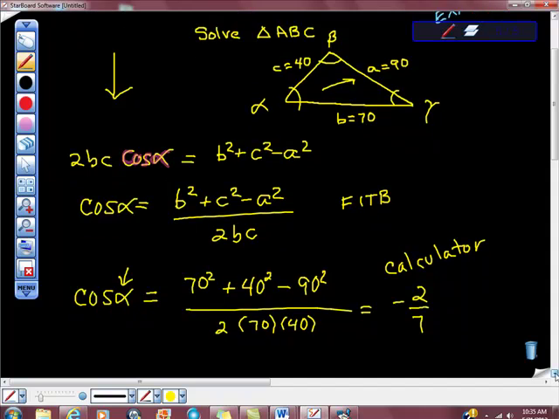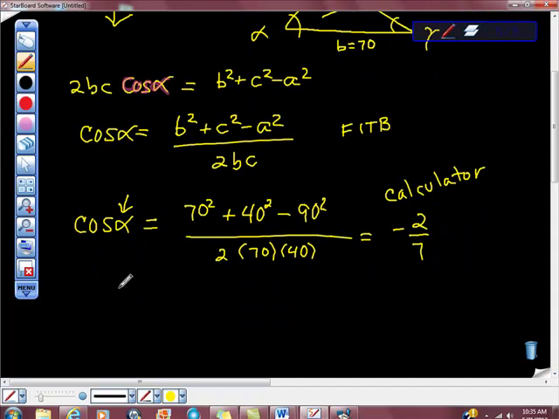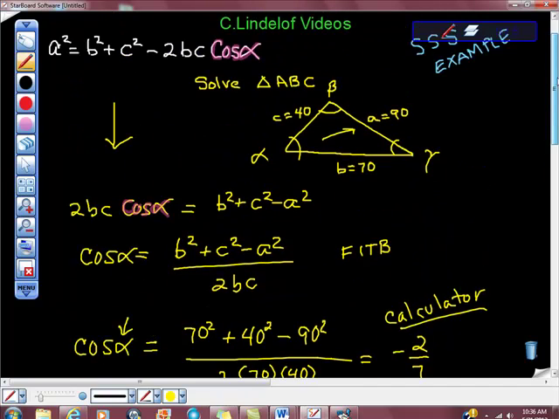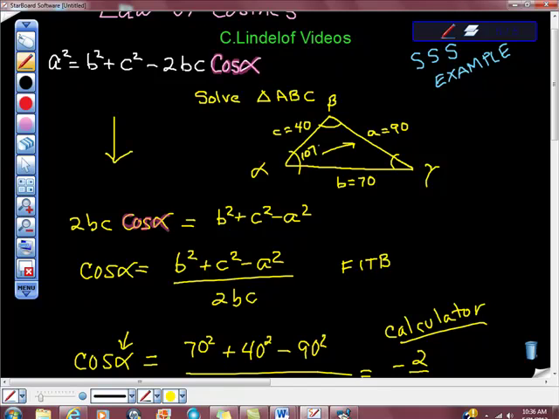So that's simplified out pretty good. I didn't actually see that coming. Now remember, what we want is alpha. We're not missing cosine alpha, we're missing alpha. So our angle alpha is the inverse cosine, cosine to the negative first, of negative 2/7. When we put that into our calculator, we're going to get a value of about 107. You should ask your teacher for some rounding advice. So about 107 degrees. This works out pretty good for us.